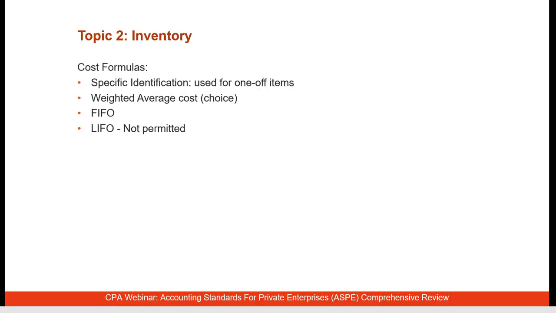Okay, so cost formulas. Specific identification is used for one-off items, usually for larger-type inventory that you might have. Then you have weighted average cost. You can choose between weighted average cost or FIFO, first in, first out. LIFO, last in, first out, is not permitted. So just ignore that in case it does happen. It's a situation that's not common in Canada, but if it does show up in a scenario, then just be aware of that.